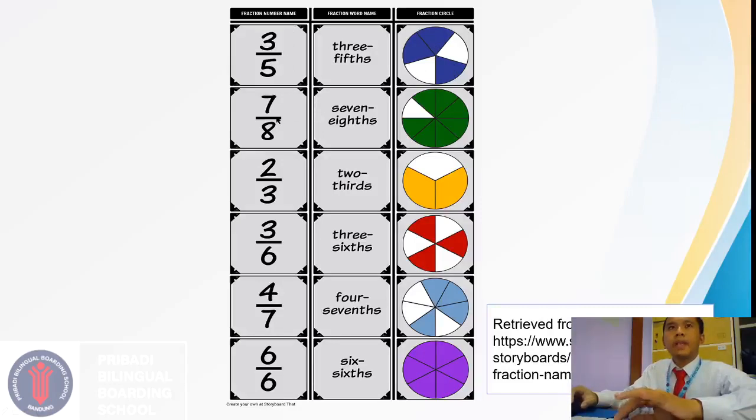Okay, and here in the second picture there are 7 shaded parts: 1, 2, 3, 4, 5, 6, 7, and there are 8 parts as a whole: 1, 2, 3, 4, 5, 6, 7, 8. So the fraction name is 7/8.